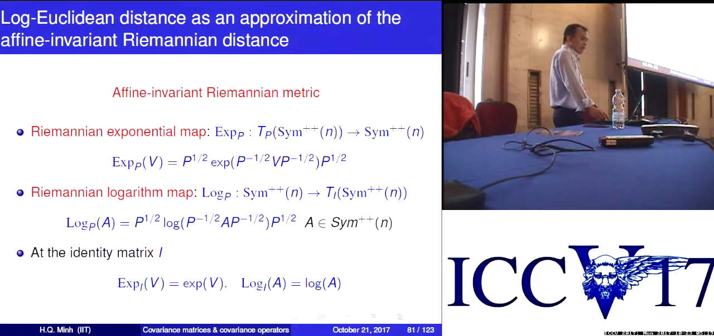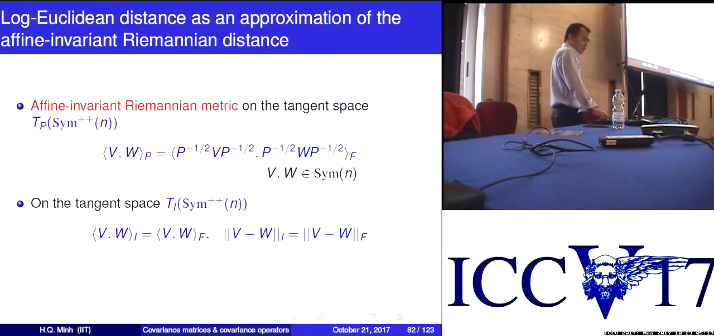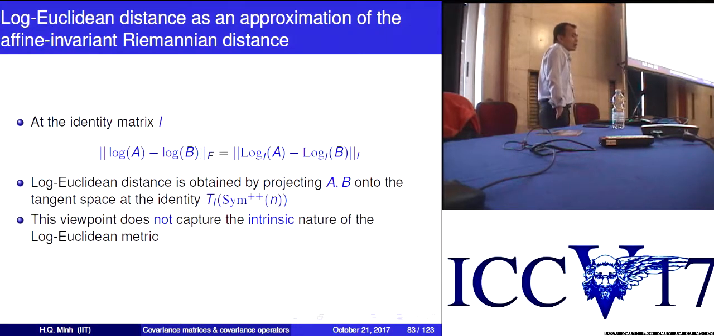So these are the exponential map for the affine invariant Riemannian metric and the log map as well. Now, recall that the affine invariant metric on the tangent space T_P is given by the formula over there. In particular at the tangent space at the identity matrix I, the inner product of V and W is just equal to the Frobenius inner product of V and W, and the distance is the Frobenius distance between V and W. So we can see that the Frobenius norm of log A minus log B is just equal to the distance between log_I(A) and log_I(B).